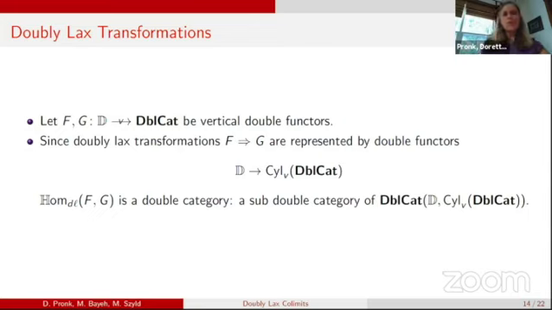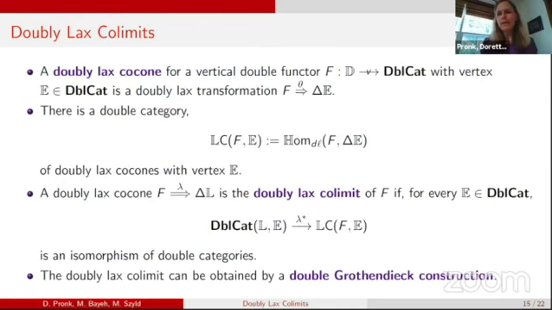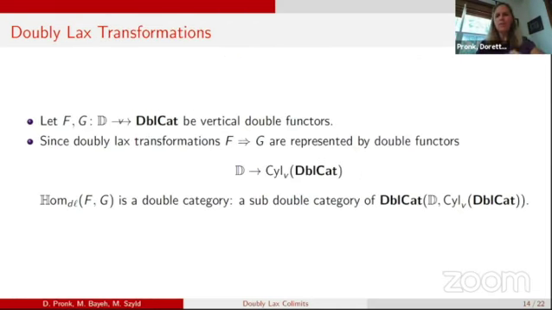Okay, so we see then that the doubly lax transformations between vertical double functors are represented by double functors. Double functors have, of course, horizontal and vertical transformations and modifications coming with them. So we see that we can give the HOM from F to G the structure of a double category. It's a sub-double category of the one going from D to the cylinder double category.